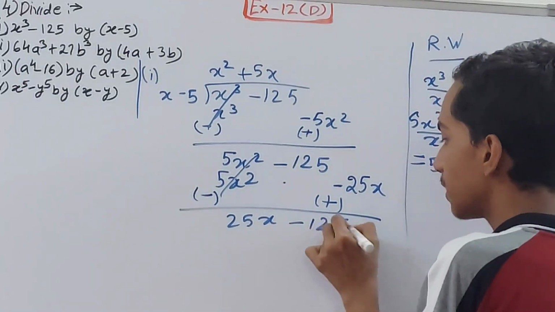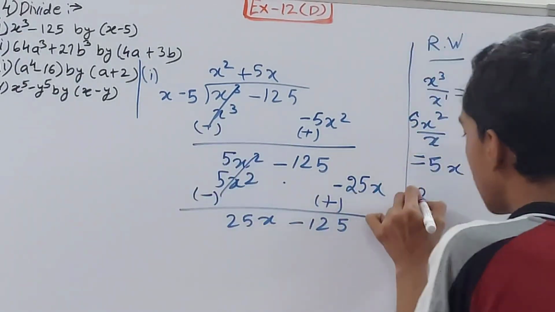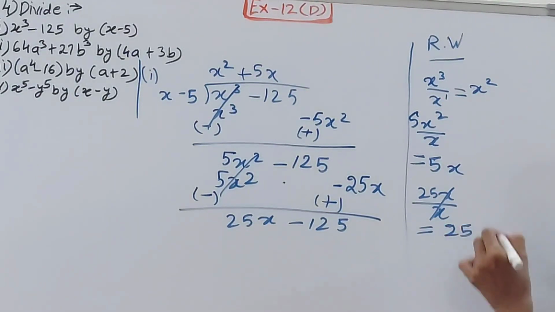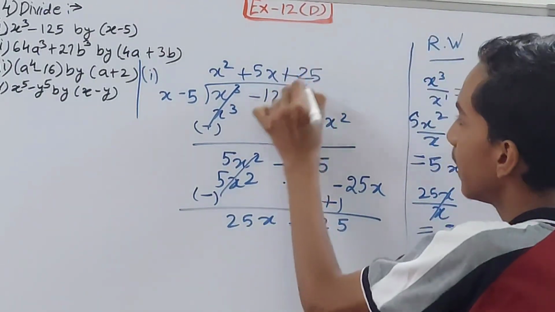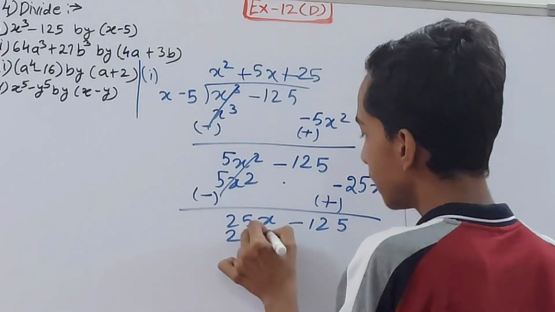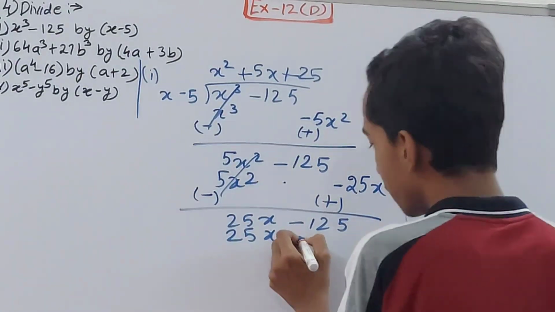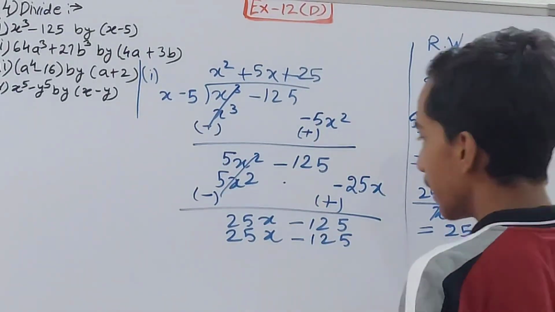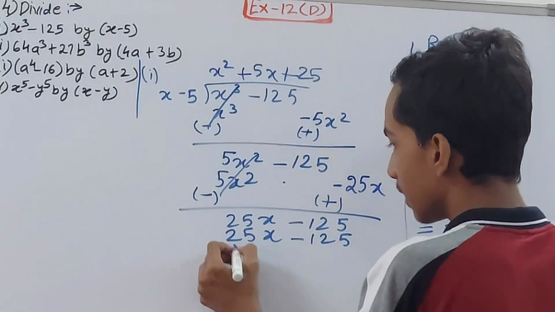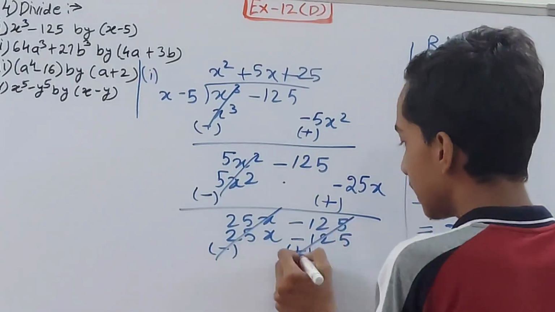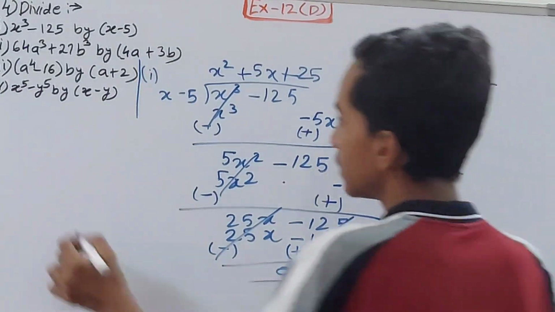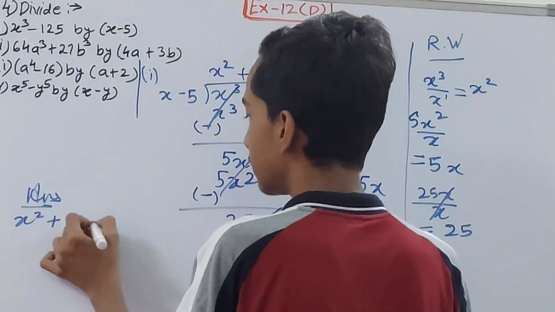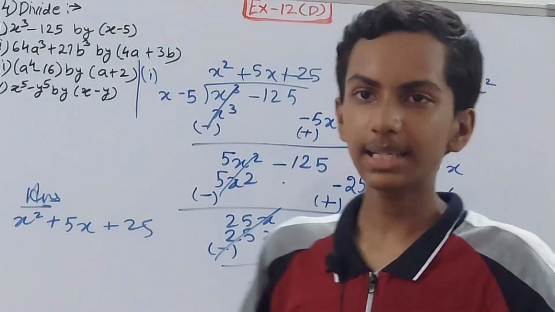Bring down the next one, minus 125. 25x upon x, the x will cancel, so you have 25 here. So you write here plus 25. 25 into x is 25x, 25 into minus 5: first of all the minus sign, and 25 into 5 is 125. So that becomes the answer here. Now change the sign, this becomes minus, this becomes plus, this cancels, so you are left with 0. And your answer becomes x square plus 5x plus 25. Fine. Now let's move on to the next part.